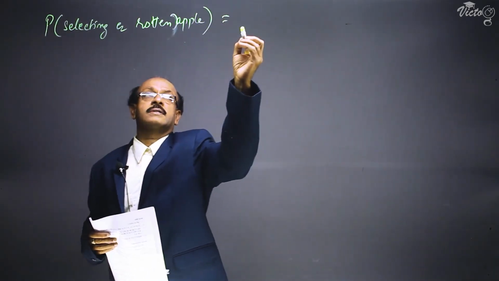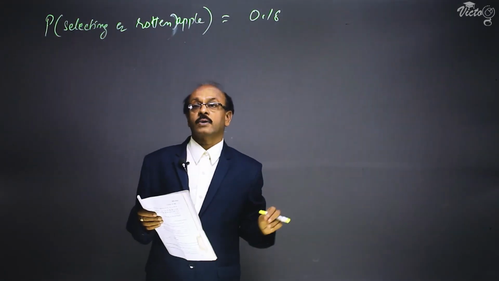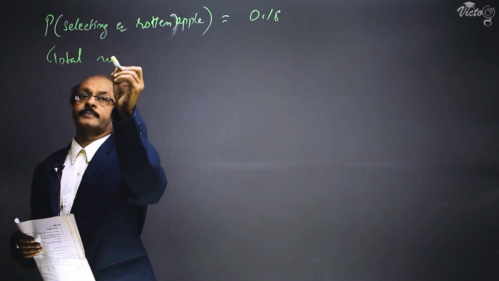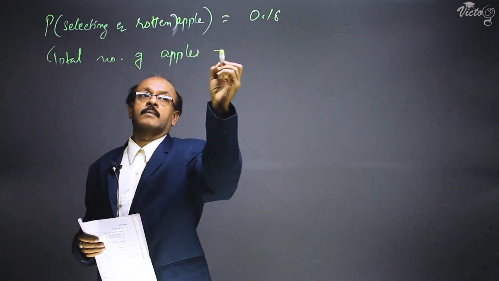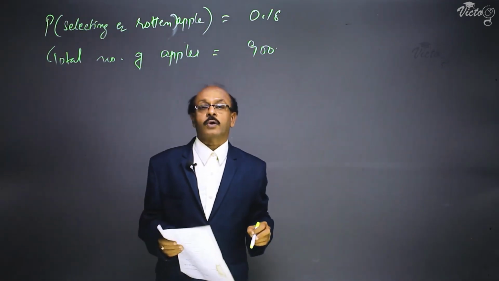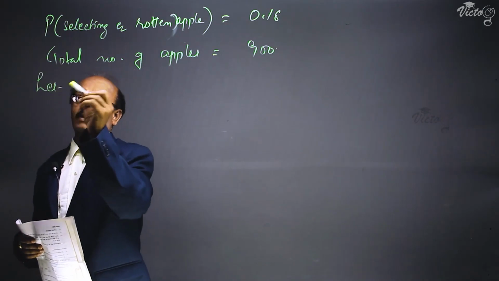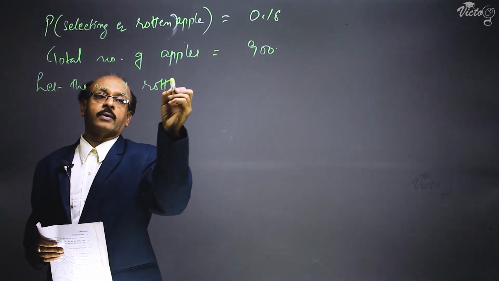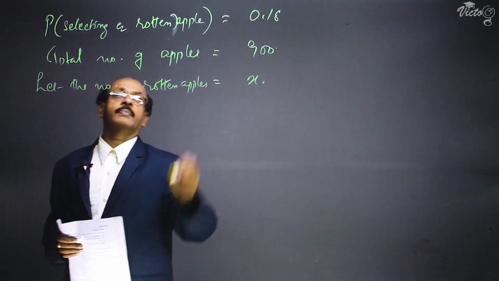It is given as 0.18. The total number of apples is also given. Total number of apples is equal to 900. Let us assume the number of rotten apples to be x. Let the number of rotten apples be equal to x.